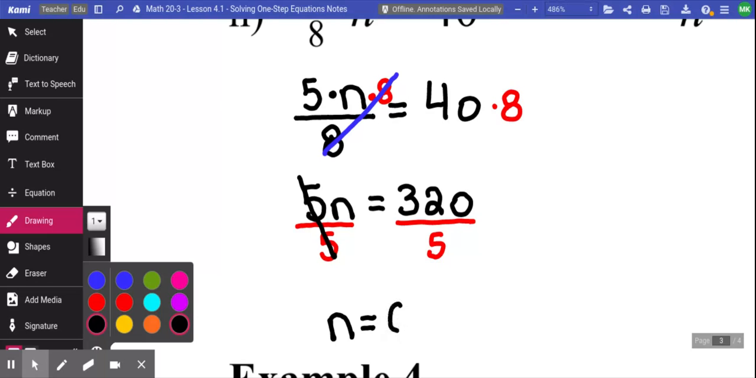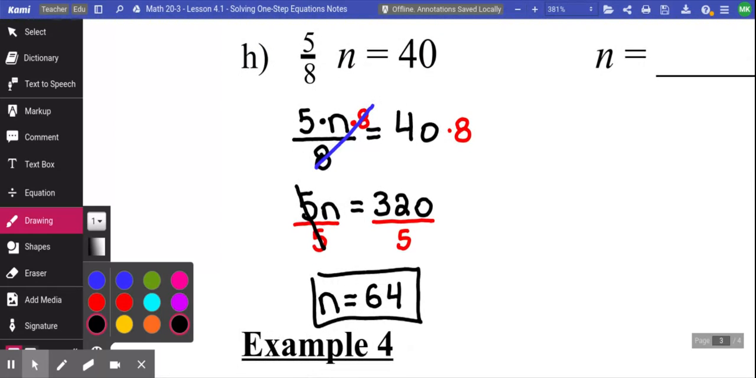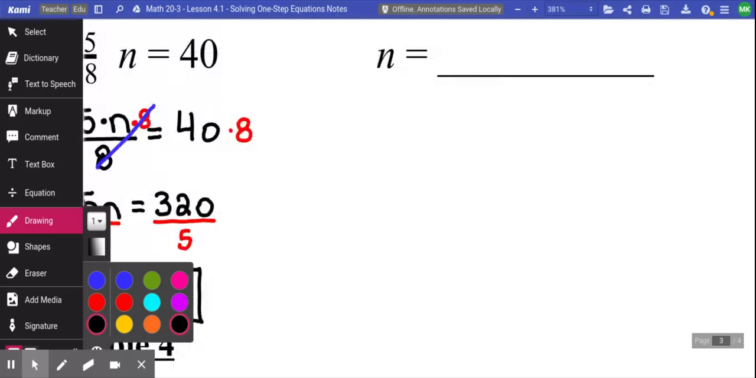64? Sounds right to me. So when you get those weird fractiony ones, that's how we like to tackle it. Move one number over, move the other number over. I'll do one more with you.